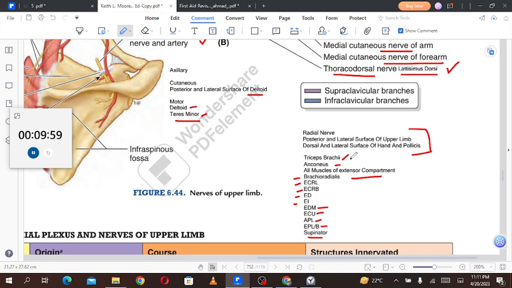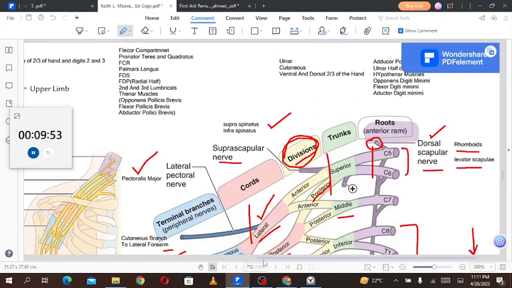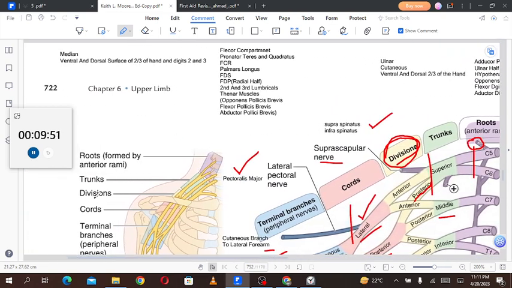Now we have done the axillary nerve and the radial nerve as well. Now talking about the median nerve, which was written over here. The cutaneous distribution of the median nerve is very important: the ventral and dorsal surface of two thirds of the hand and digits 2 and 3. So basically the middle 3.5 digits are supplied by the median nerve: the second, third, and half of the fourth digit. You'll see that in the picture as well.